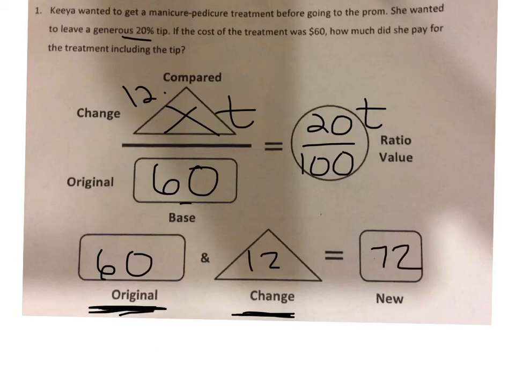So let's make sure we answer the question. If the cost of the treatment was $60, how much did she pay for the treatment, including the tip? That would be our answer. It's going to be $72. Be careful not to put $12. $12 would only be the tip, and then you're not answering the question.